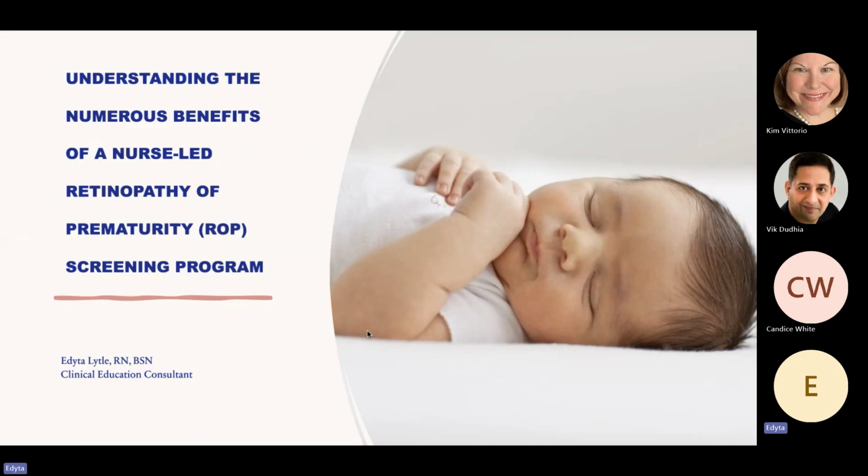Excellent. Okay, so as Vic mentioned, I had a very active role in setting up a very large ROP screening program. It was the first of its kind in the United States. We covered 4 very large volume NICUs, and it was very typical for us to screen over 500 patients annually. So I love helping others set up a program that's successful, and we're going to talk a little bit about the benefits of a nurse-led ROP screening program, as well as tools to help you get started and how to set up your program.